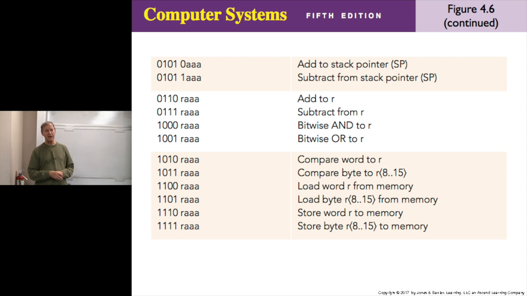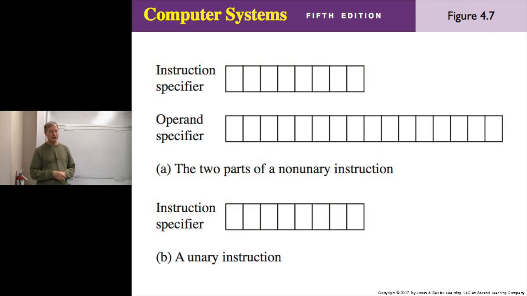And we said that there are two different kinds of instructions. There are non-unary instructions that have how many bytes? Here in figure 4.7, how many bytes in a non-unary instruction? Three. Correct, three. Okay, so a non-unary instruction has one byte for the instruction specifier and two bytes for the operand specifier. Okay, and then the other kind of instruction is a unary instruction that has how many bytes? One. Are you with me? Is everybody clear? So there's two flavors of instructions. Three-byte instructions and one-byte instructions.